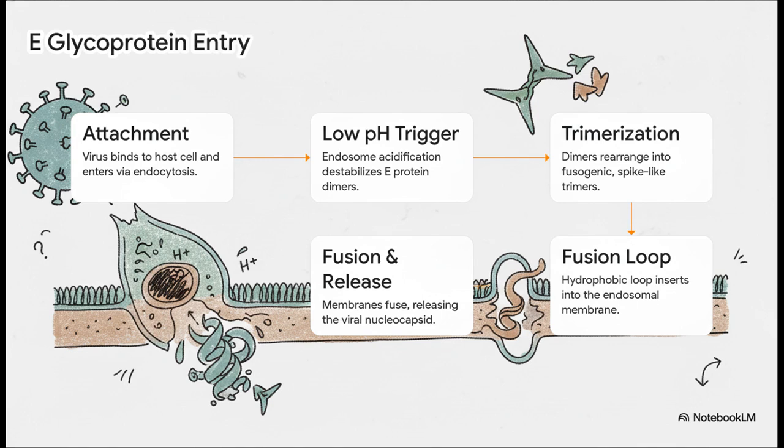Now, the really crucial part of its whole life cycle is how it gets into a host cell, and it all comes down to the envelope glycoprotein, or the E-glycoprotein. So after the virus gets pulled into a cell's endosome, the pH inside drops. That acidity triggers this dramatic conformational change. The E protein dimers snap into these spike-like trimers, which exposes a little fusion loop. That loop then harpoons the endosomal membrane, and boom, the virus fuses with the cell and releases its contents. It's this beautiful, precise mechanism that is the primary target for our neutralizing antibodies.